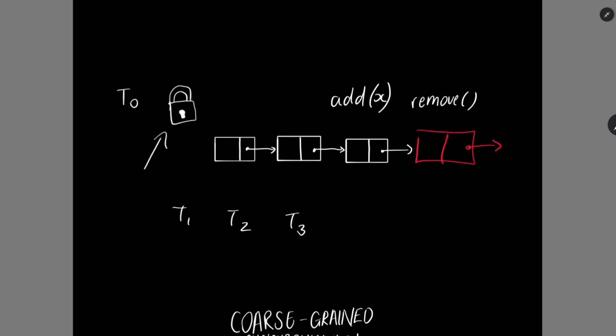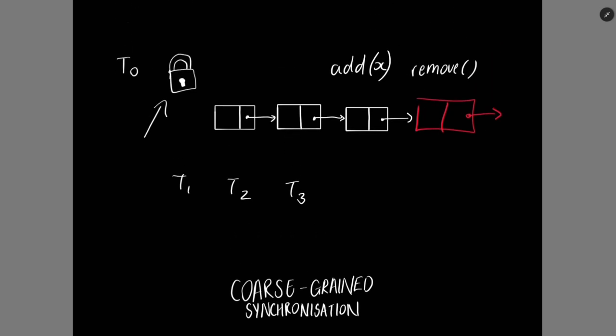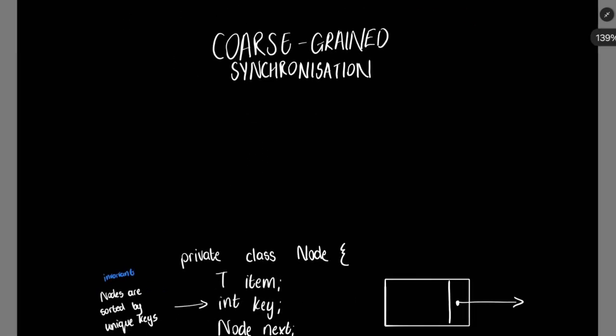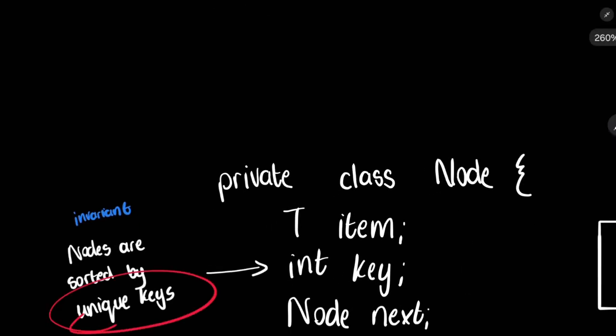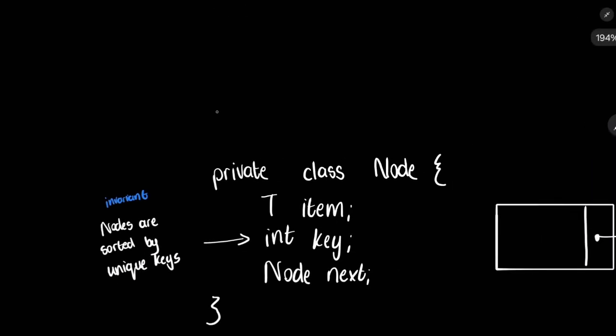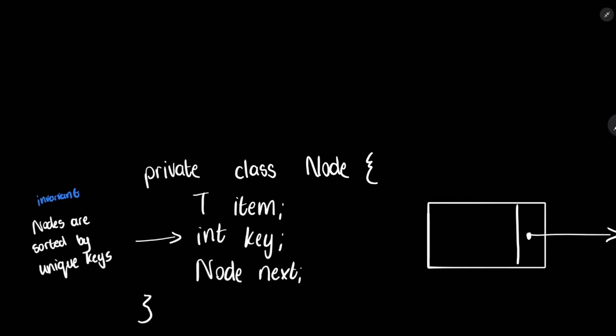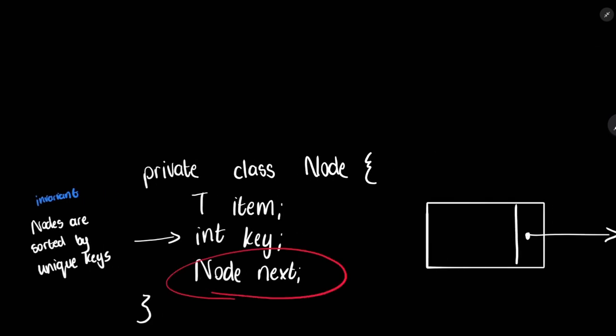So let's actually define terms and lay the background and the foundation of this linked list example. Firstly, the linked lists are comprised of nodes, and these nodes have three attributes. The item, this is the actual data, and I'm not sure what it's called in Java, but in C++, we refer to it as template. And then we have keys. Keys are what we use to sort these nodes. These nodes are sorted by unique keys. So that means that there can be no two distinct nodes with the same key. And then we obviously have next.